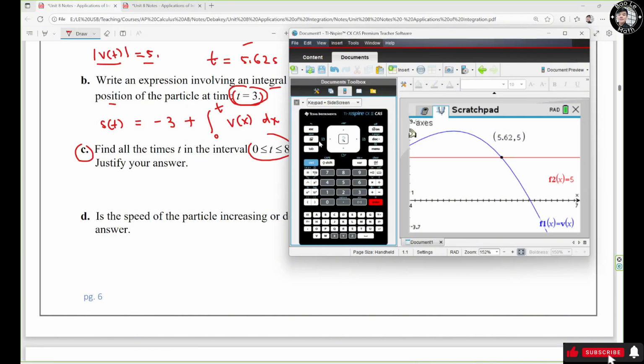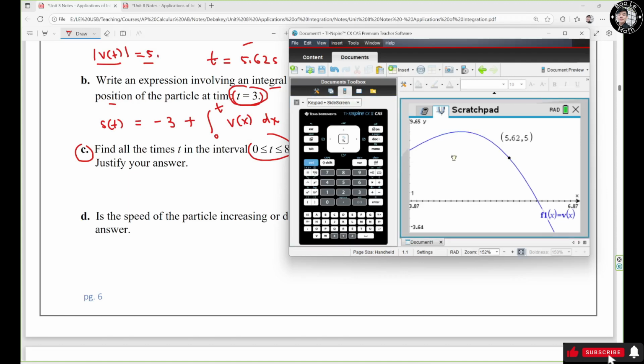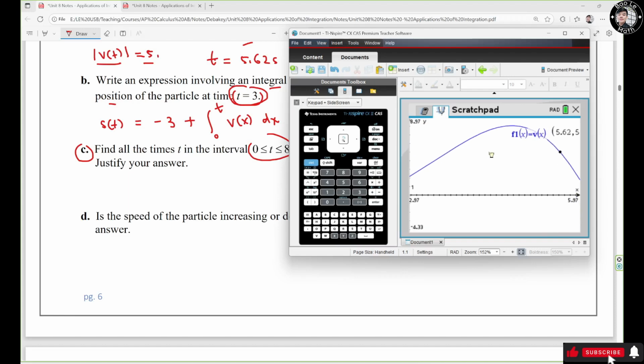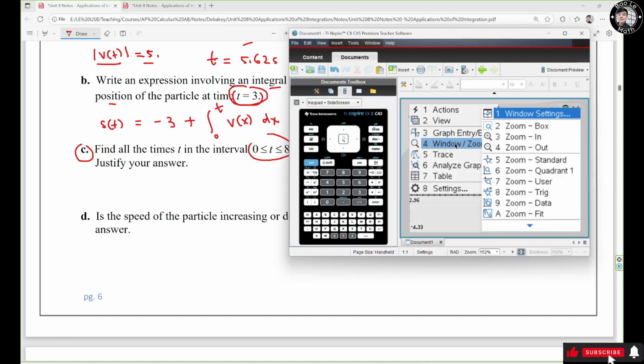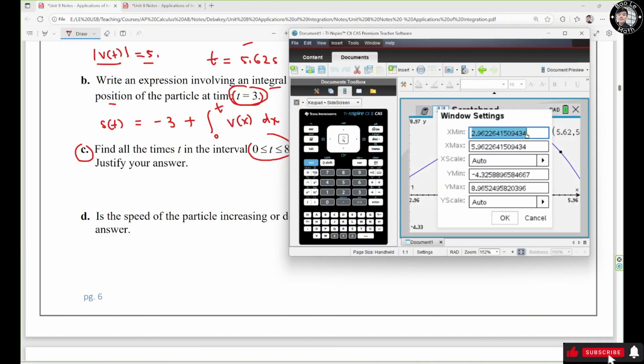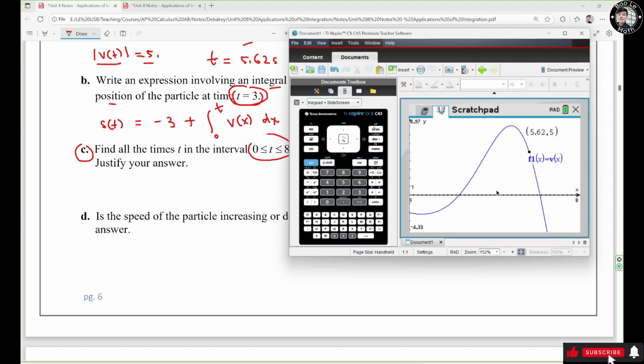Now I'm gonna hit tab again. I go to F2 of s right here. I need to uncheck this one, right? So my function should be right here. Alright, remember that the domain from 0 to 8, right? So I hit menu, go to the window setting right here. It should be 0 to 8. Hit OK. It's gonna be right here. Alright.